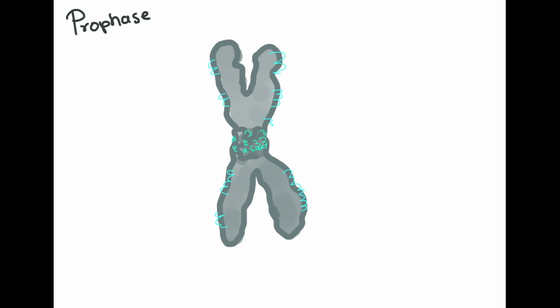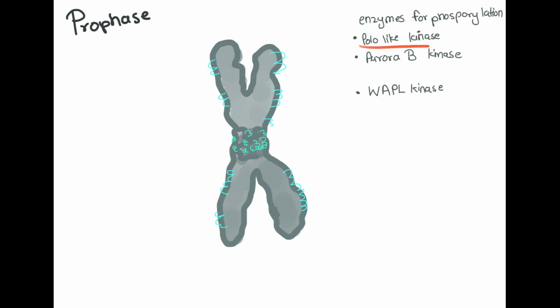The removal of these structures is mediated by two kinases. We have polo-like kinases and Aurora B kinases. Kinases essentially phosphorylate these molecules and remove them from the chromosome. And then we have the separase that does the leftover job, or just takes out the leftover particles.